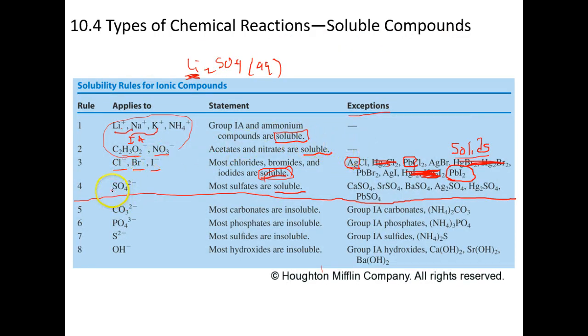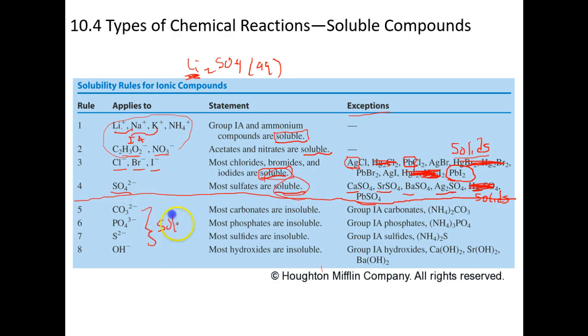And then finally sulfates, same thing. Sulfates are soluble unless you have, again, silver or lead. We'll skip mercury. But this time also add calcium, strontium, and barium to the list. So these are solids. Otherwise, they're completely aqueous. Now down here, it's the exact opposite.